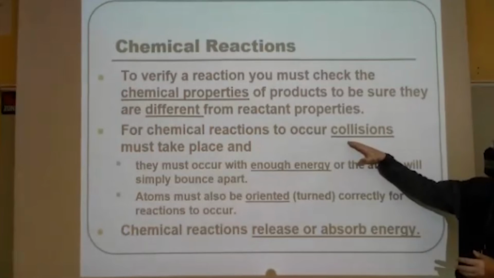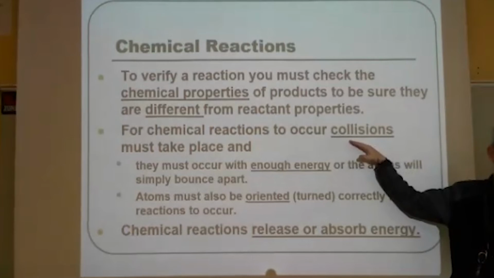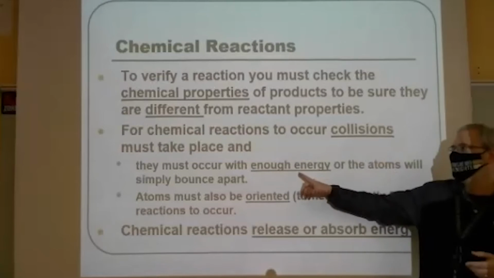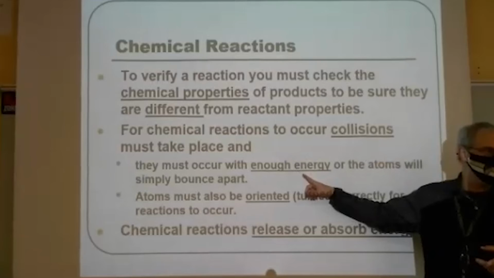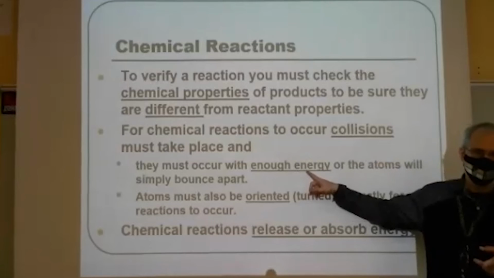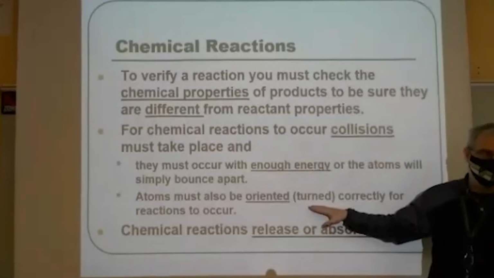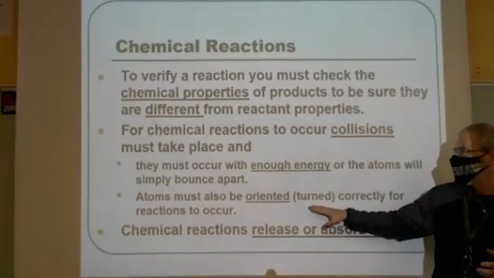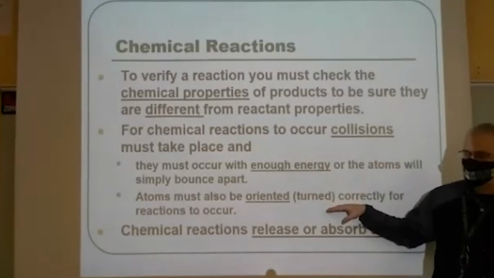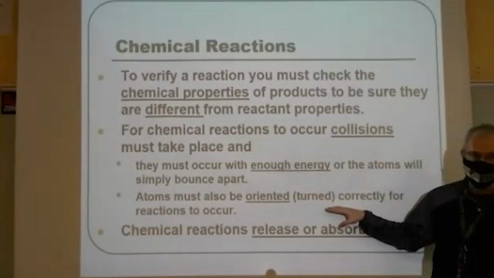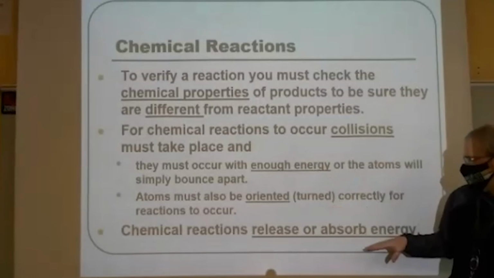Okay? For chemical reactions to occur, there's a couple things that have to take place. The molecules themselves must collide with each other. Okay? They have to collide with enough energy that they don't just bounce apart, but that those atoms interact with each other. And they have to be oriented the right way, or they'll just bounce off of each other, right? So these are very necessary steps that have to take place. The molecules have to hit each other with enough energy and be oriented in the right way. Otherwise, the reaction won't occur, okay?